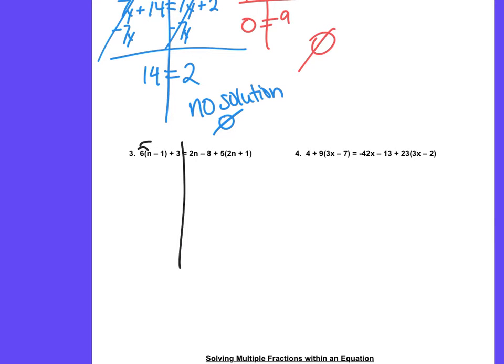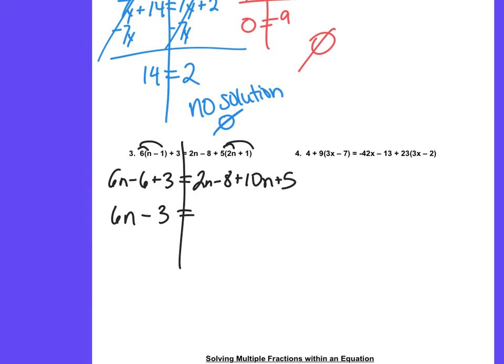First step, distribution: 6n minus 6 plus 3 equals 2n minus 8 plus 10n plus 5. Okay, so we've got all of our parentheses taken care of. We don't have any fractions, but we do know we can combine some like terms on both of these sides. So we get 6n minus 3 equals 12n, and then negative 8 plus 5 is going to be a negative 3. All right. Go ahead and get it down to one variable.